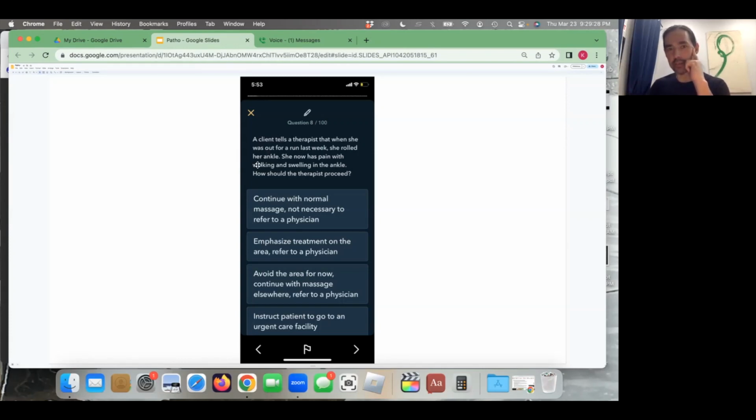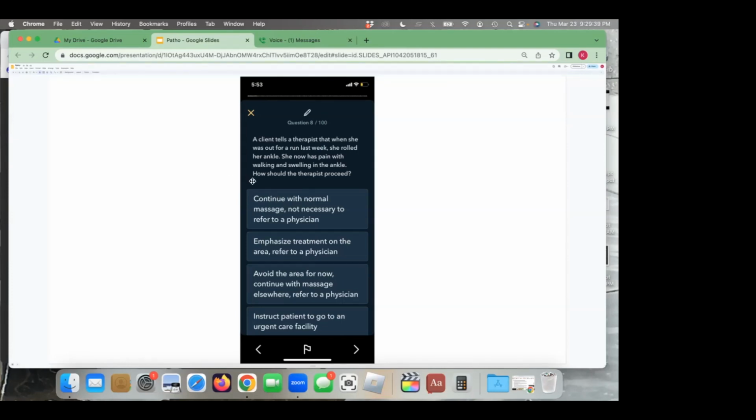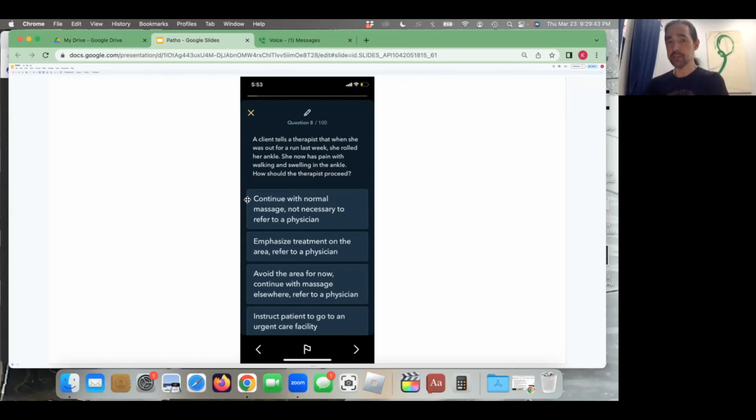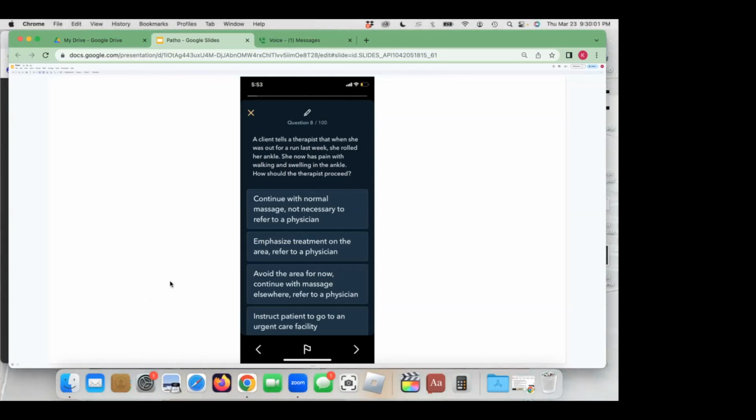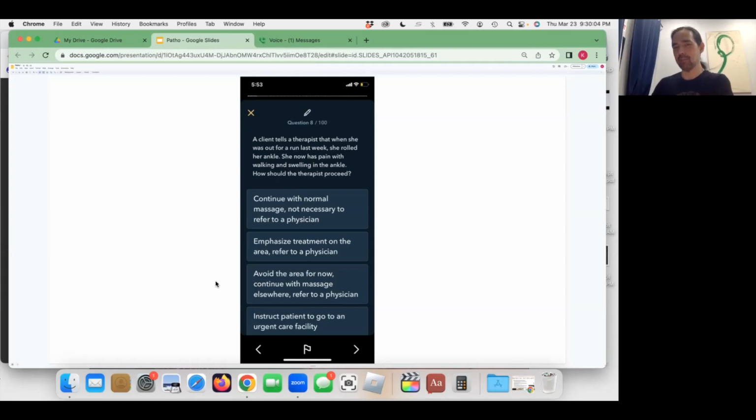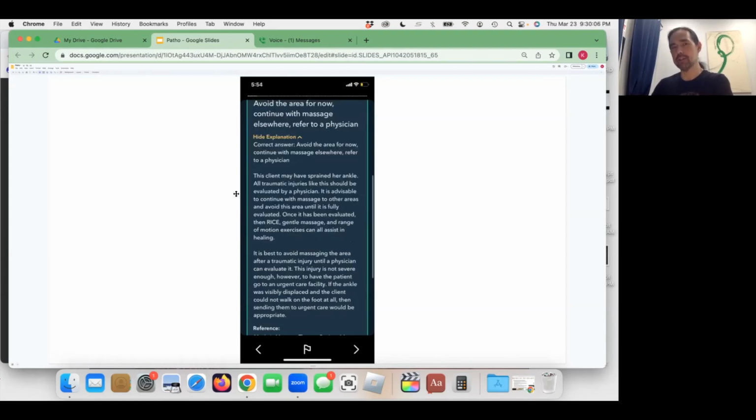Okay, a client tells a therapist that when she was out for a run last week, she rolled her ankle. She now has pain with walking and swelling in the ankle. What kind of injury is that? Acute or chronic? Acute. That's right. How should the massage therapist proceed? Continue with normal massage, not necessary to refer to a physician. Emphasize treatment on the area, refer to a physician. Avoid the area for now, continue with massage elsewhere, refer to a physician. Instruct the patient to go to an urgent care facility. Number 3. I would say for the purposes of the MBLEX, this is probably the best. Avoid the area for now, continue with massage elsewhere, refer to a physician.